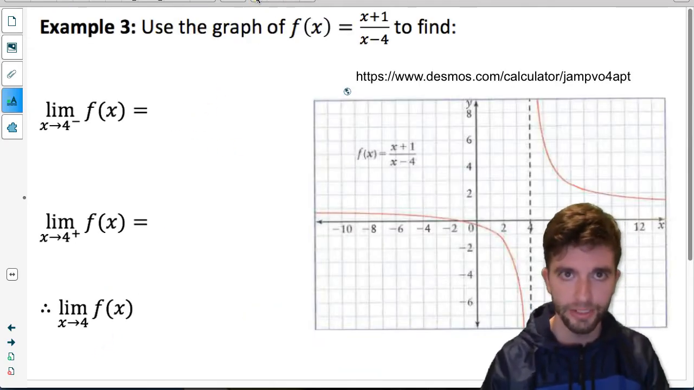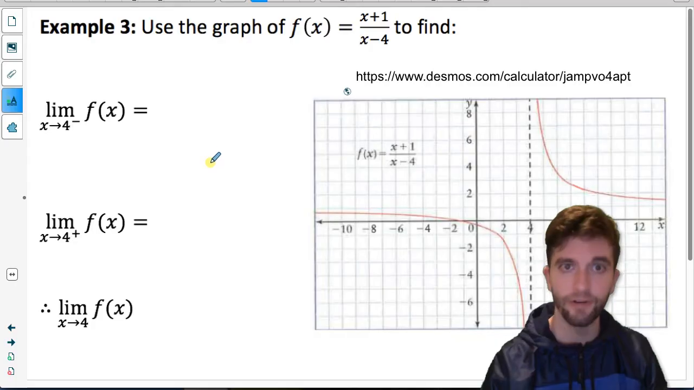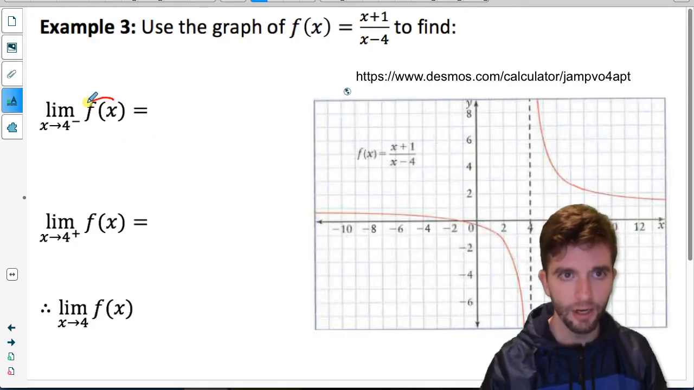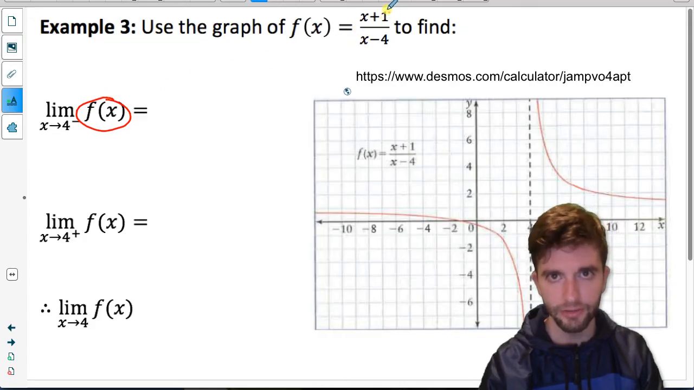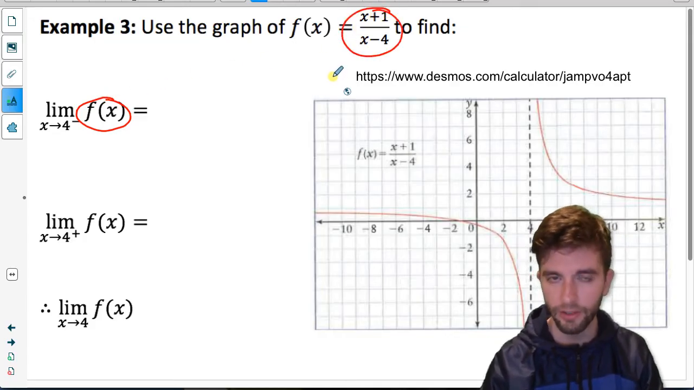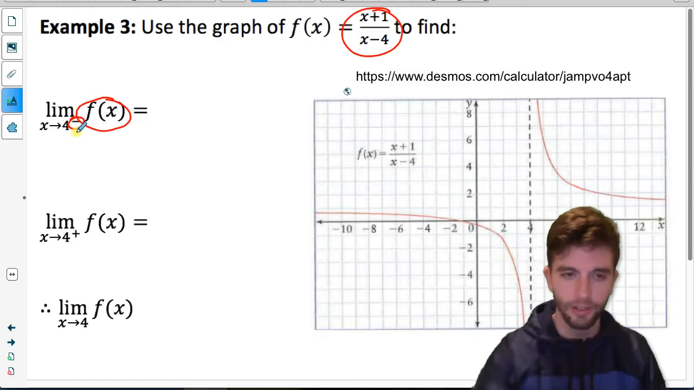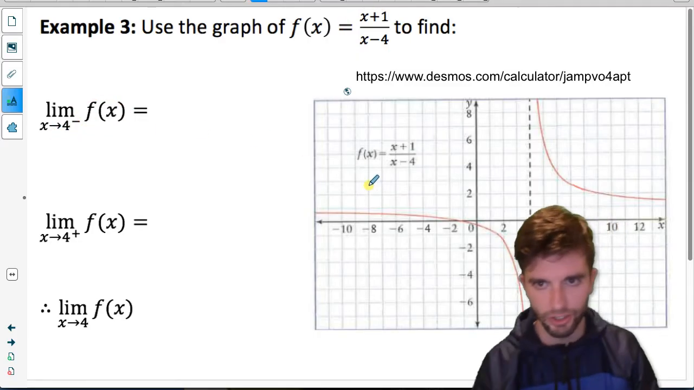Okay, example 3, same type of example, just different function. We're finding limits from a graph again. Let's find the limit of the y values of this function, (x plus 1) over (x minus 4), as x approaches 4 from the left of 4. And I have the graph of this function shown to you here.